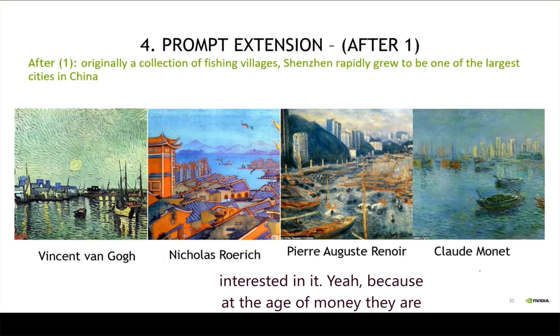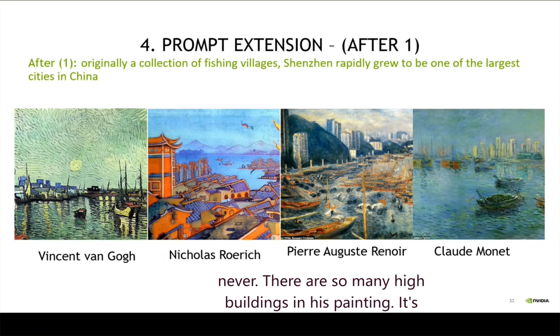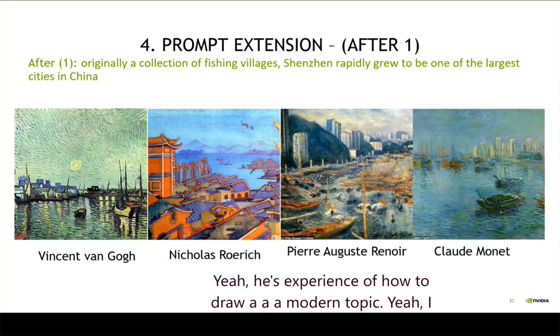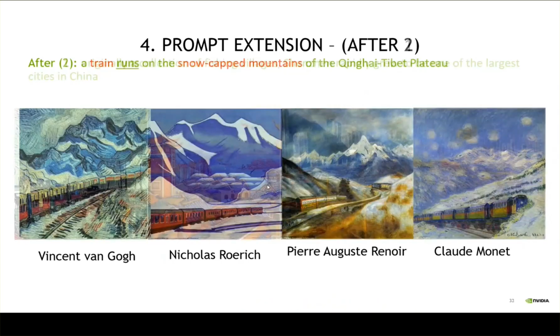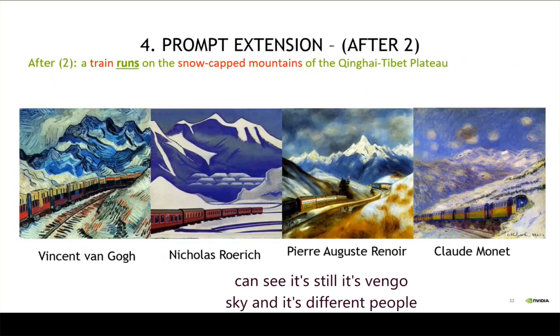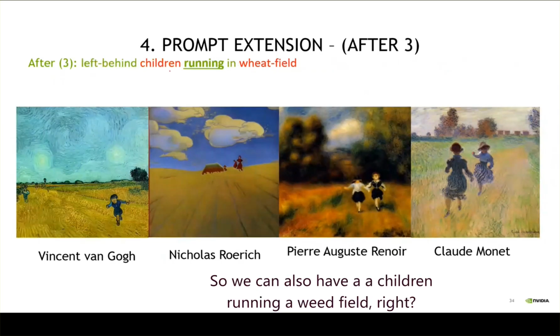Because in the age of Monet, there were not so many high buildings in his paintings. We are asking for his experience of how to draw a modern topic. I personally like this. This is about a train race on a snow-capped mountain. You can see it's the Van Gogh sky, and it's different with Monet, so you can see everything is fantastic. We can also have children running in a wheat field, right?